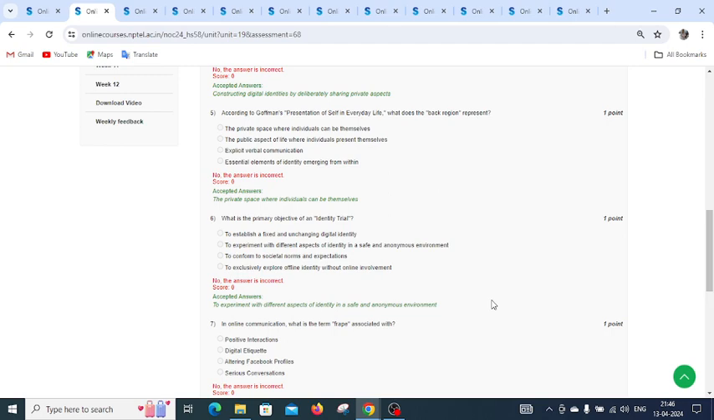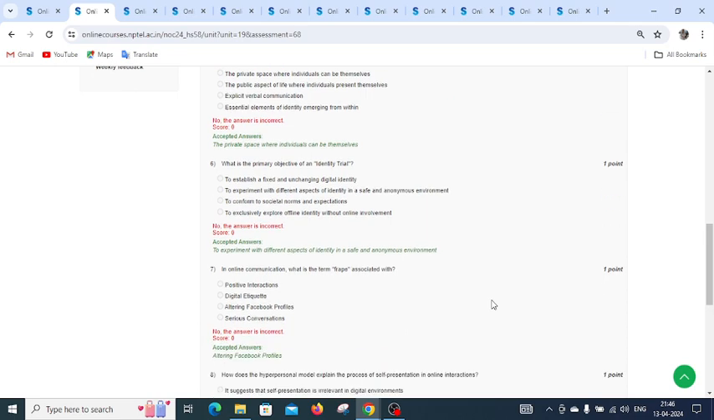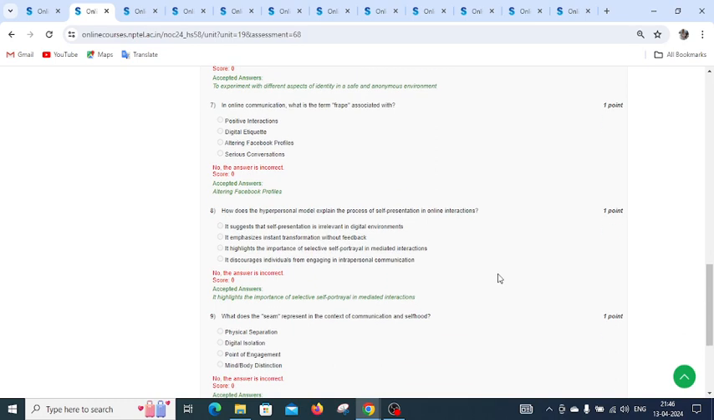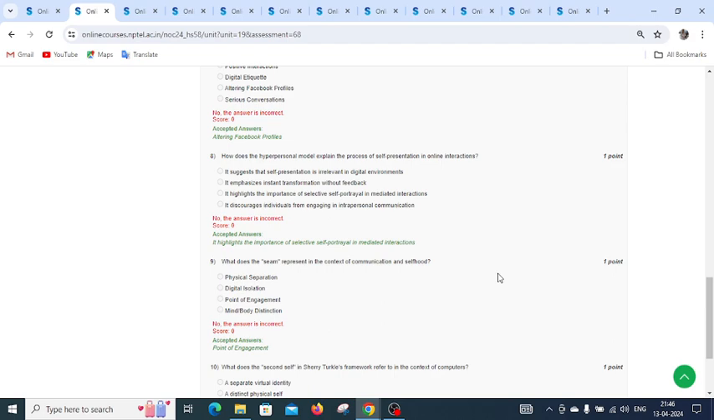Moving to question number 7, in online communication, what is the term frame associated with? And the right answer is altering Facebook profiles. How does the hyper-personal model explain the process of self-presentation in online interaction? It highlights the importance of selective self-presentation in mediated interactions. Moving to question number 9, what does the seam represent in the context of communication and selfhood? And that is point of engagement.